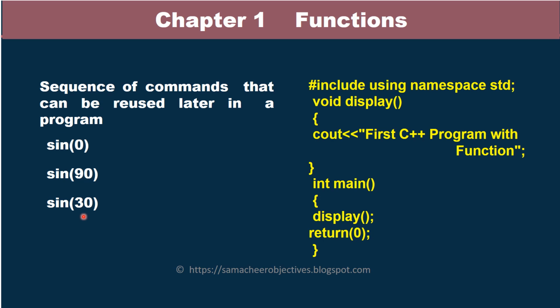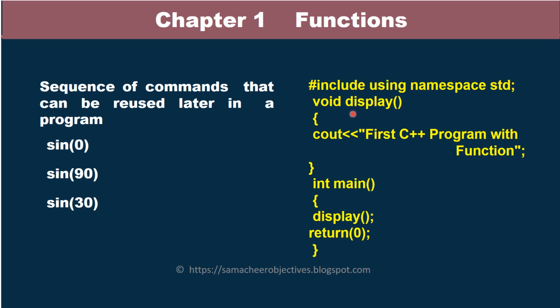Based on the input value, it will give the output value, and a function can return only one value. This is the important thing to remember. A function can return only one value. And here we have one program also using function in C++. Here we have a function called display. Whenever you think about function, we need to remember two things: function definition and function calling.